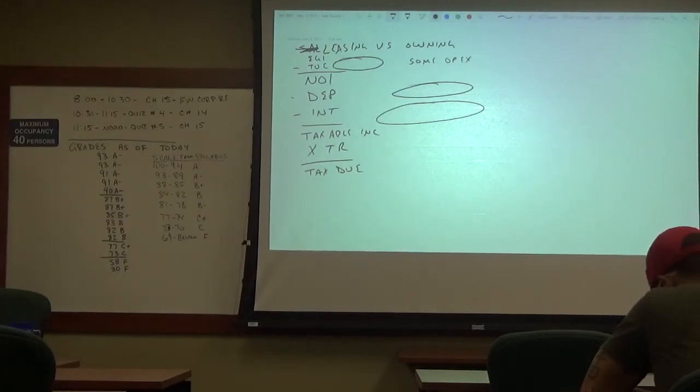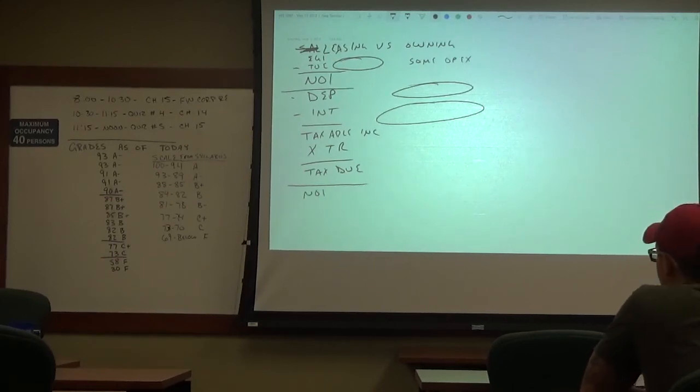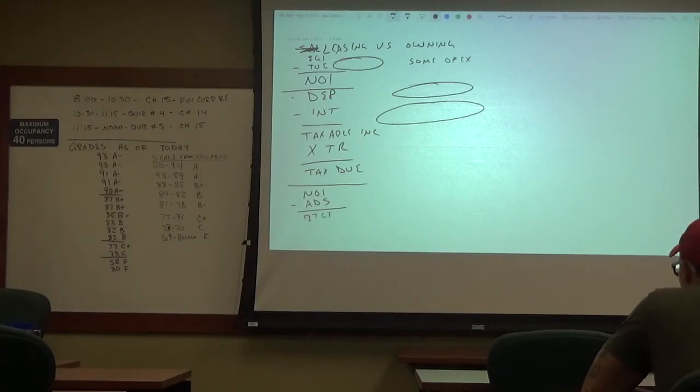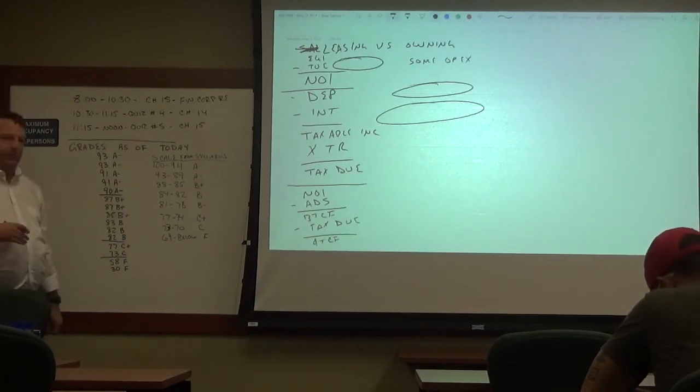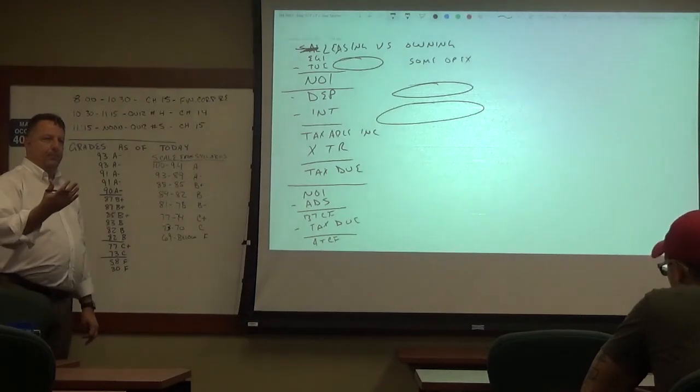Then we've got to go back to where we simply say net operating income minus annual debt service, in case we've got a loan on the property, which gives us before-tax cash flow. Then we subtract out taxes payable, and that gives us after-tax cash flow. Does that make sense?